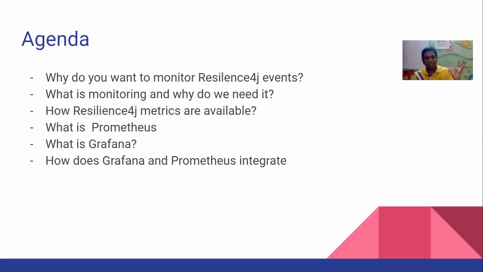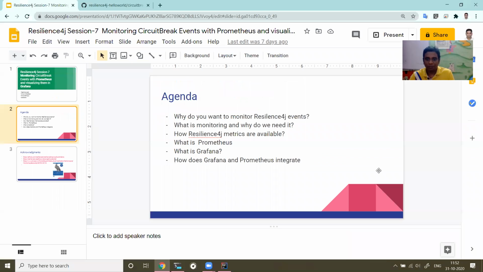Resilience4j exposes metrics, which I'll explain to you. Then what is Prometheus? Prometheus is like a monitoring tool, and Grafana is like visualization. We integrate both Prometheus and Grafana to do that. Okay, let me jump onto the whiteboard. I'll explain the architecture that I have.